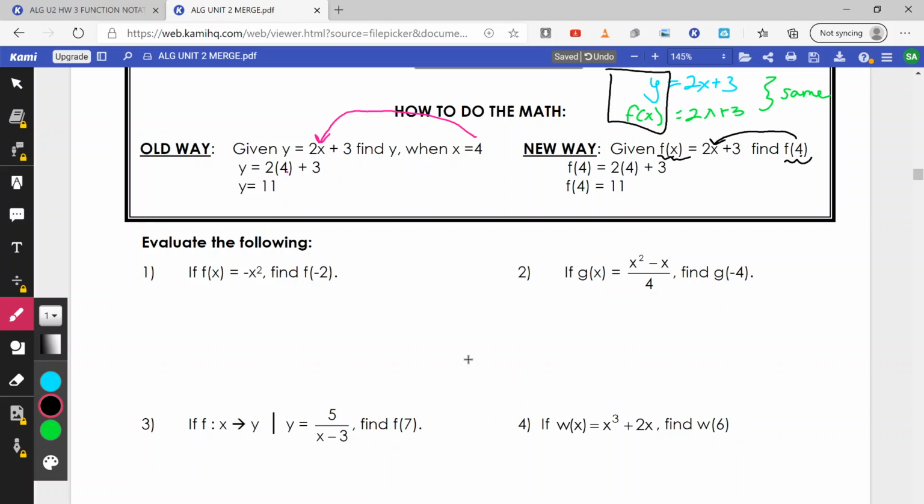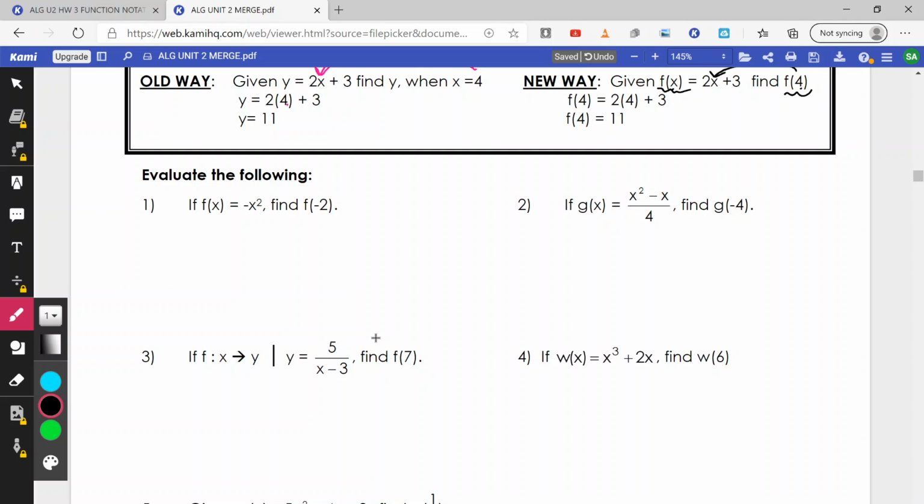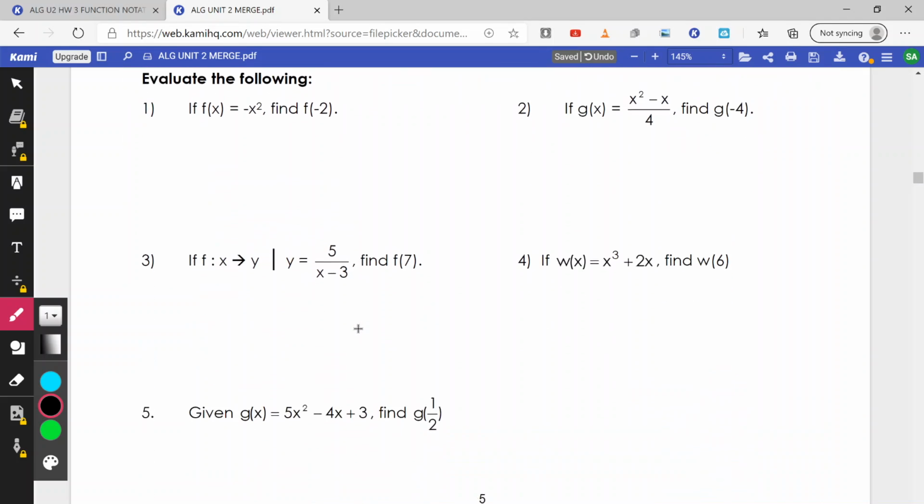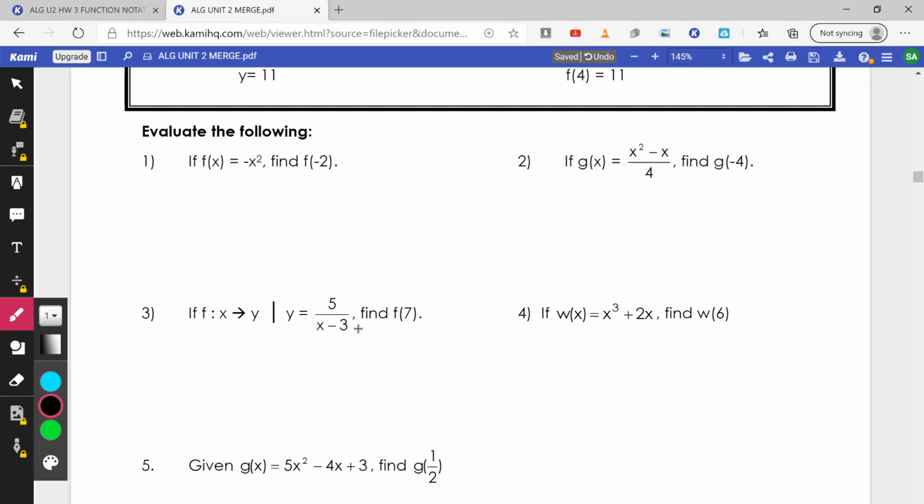Now, when we start evaluating, we're going to do the same exact thing that we just did up above in our diagram here. If f of x equals negative x squared, find f of negative 2. I look at how I begin, and I look at what I'm tasked to find. I ask myself, what got replaced? Well, inside parentheses was an x. Inside the parentheses here is negative 2. So this tells me everywhere there's an x, I'm going to put in negative 2.